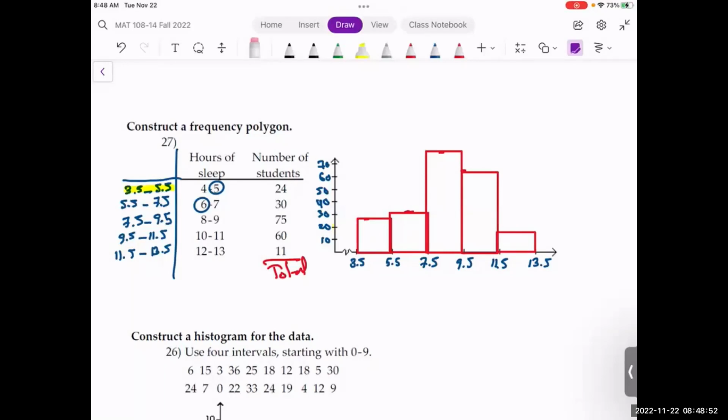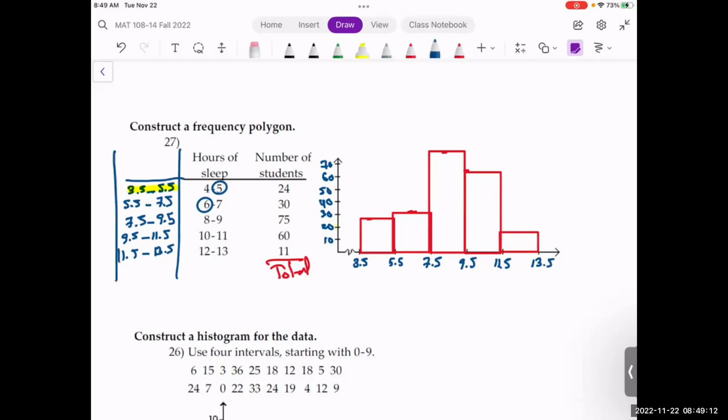All right. So the polygon, in order to do the polygon, you need the midpoints. Either you're going to find them here, or you're going to do the midpoint over here. So 4 plus 5 divided by 2, you're going to get 4.5, right? And then you can see these 2 points. So you get 6.5, 8.5, 10.5, and 12.5. Are we okay?